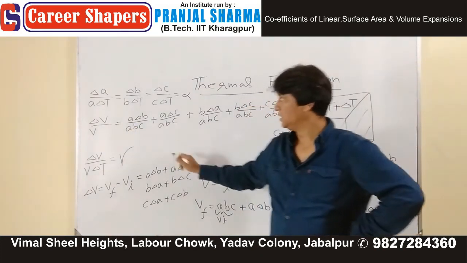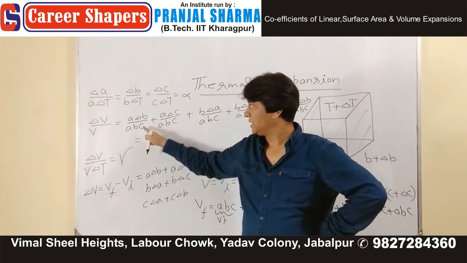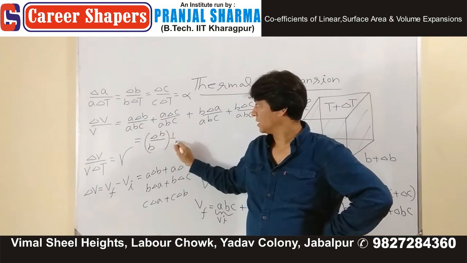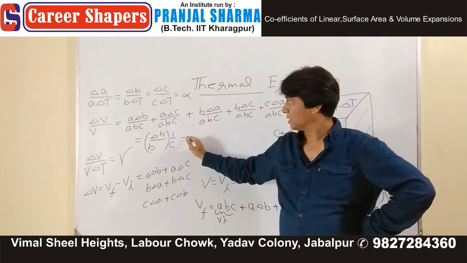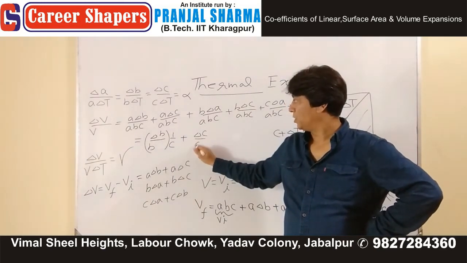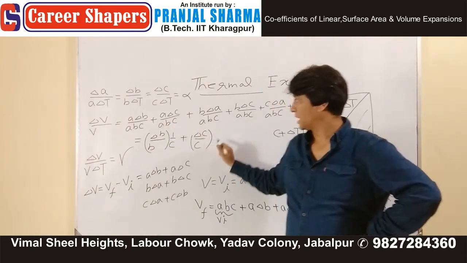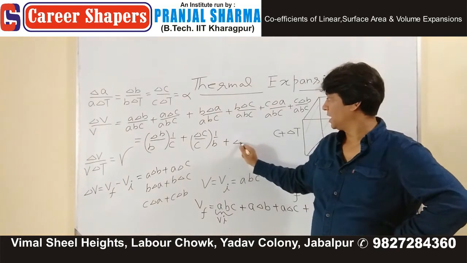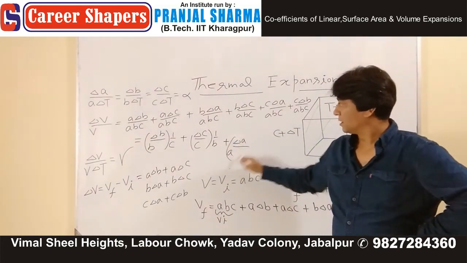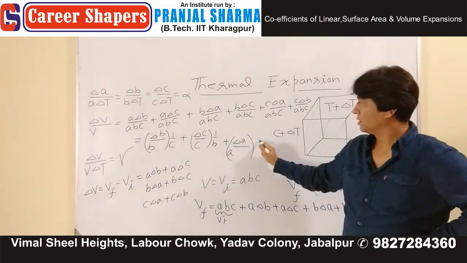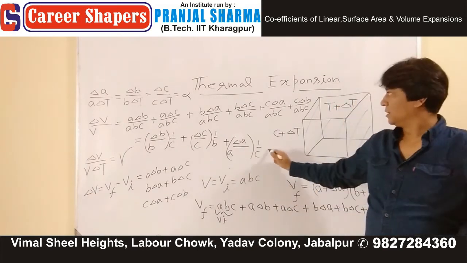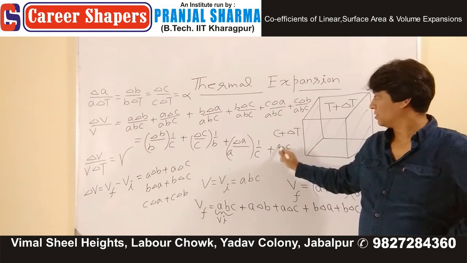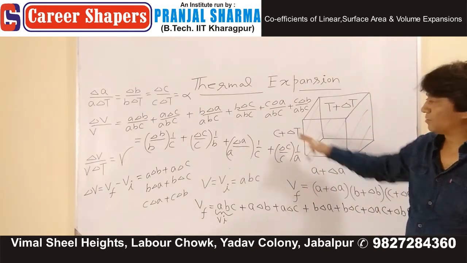A and A cancelled. We have got delta B upon B, one by C, delta C upon C. A and A cancelled, 1 upon B, plus B and B gone, delta A upon A, delta A upon A, B and B gone, you get 1 by C, delta C upon C, B and B gone, 1 upon A. I am removing this figure.